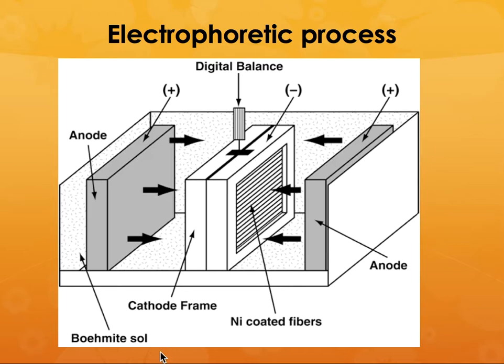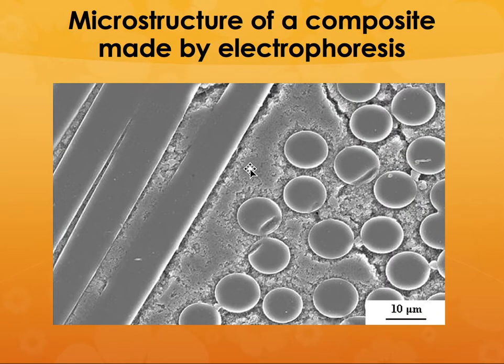There is also another process called the electrophoretic process. You put that as a cathode, and the anode will provide ions which will go and deposit around the fibers in the cathode, and then you end up with the final composite material. So this is a cross section of the composite made by electrophoresis. This process has not been around for a very long time, but it is used for many different applications.